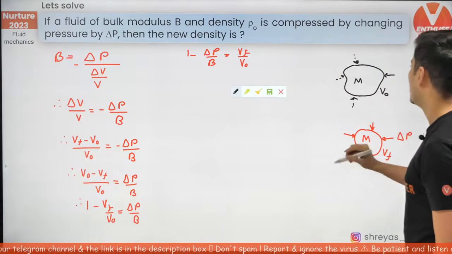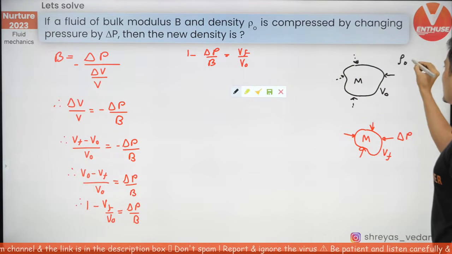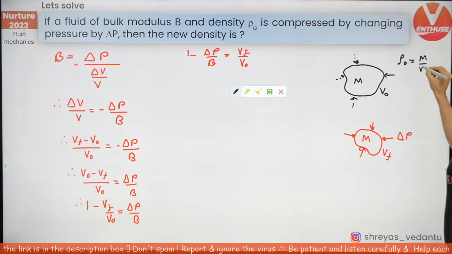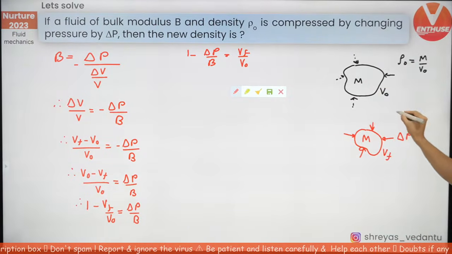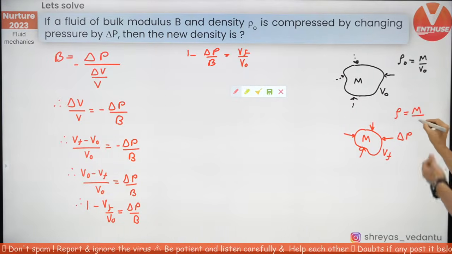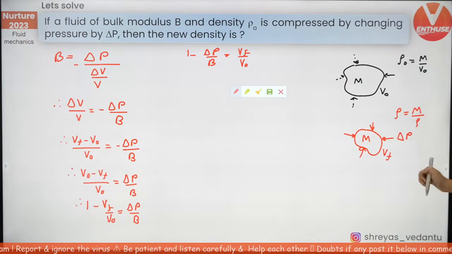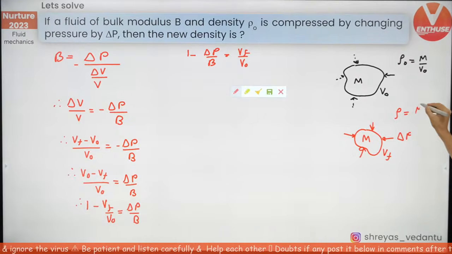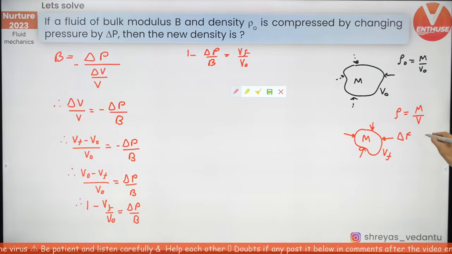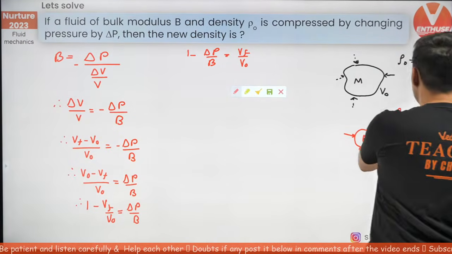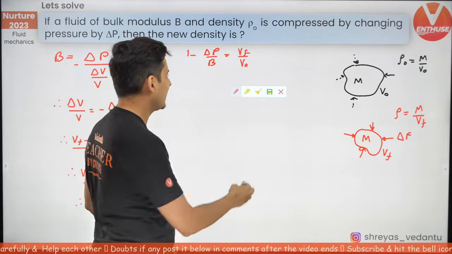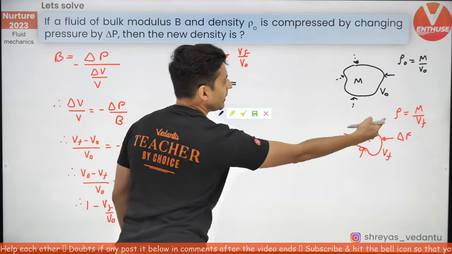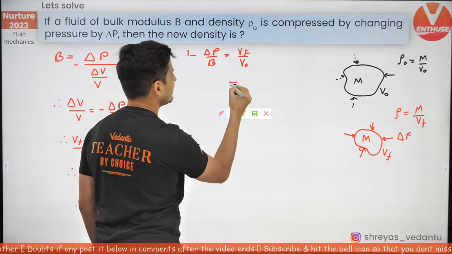And I think I know what to do. Initial density is mass by volume. Final density, because the density would have changed, is the same mass by that new volume, which is Vf, correct? So now think about it. Just substitute Vf over here and V naught from there. So what was Vf from there?